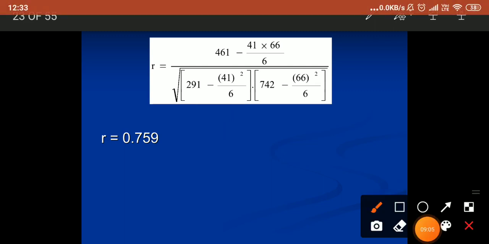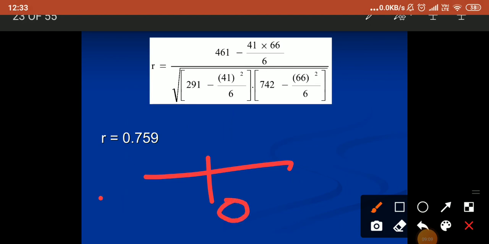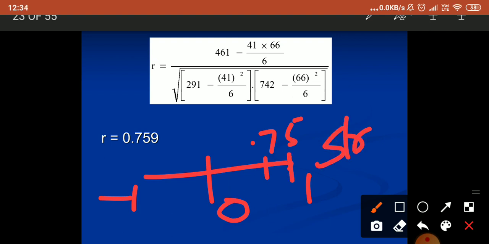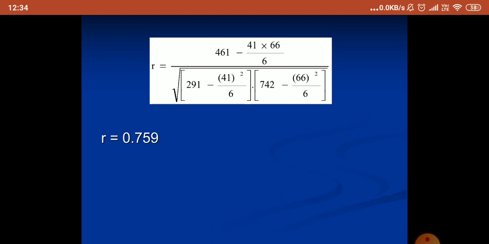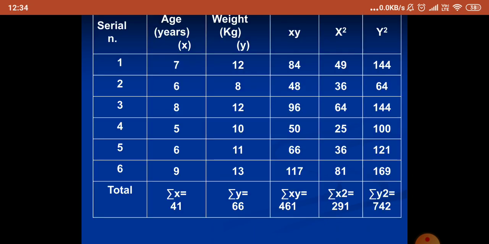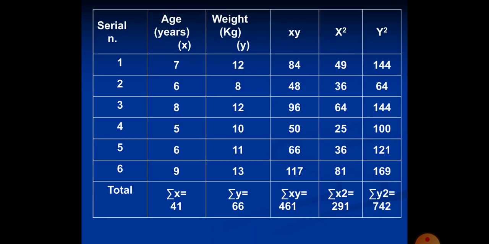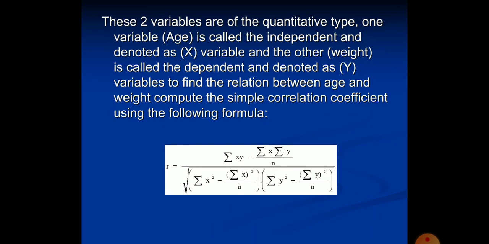What does it show? r is near 1. So if you plot on the real line 0, minus 1, 1, this 0.75 will be here somewhere. So it is near 1. It means it is a strong correlation, right? So I want you to solve this question, this example, on your copies, and we will solve more in the coming lectures.